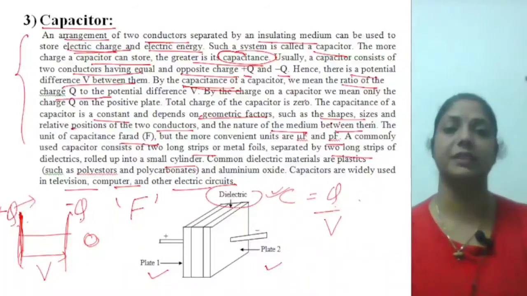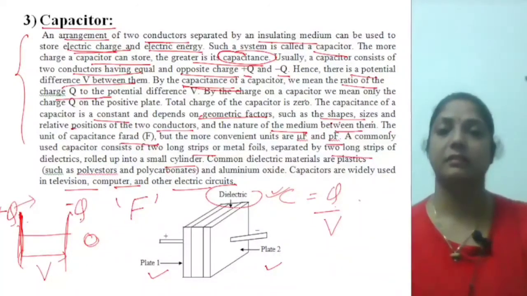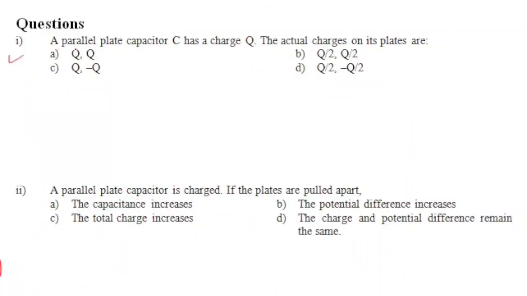Hope you understood these things. Based on this paragraph, some questions are given, so let us try to solve them. Question number 1: a parallel plate capacitor C has charge Q. The actual charges on its plates are? There are two plates. If a parallel plate capacitor has charge Q, it means one plate has charge plus Q, and due to the induction process the other plate has charge minus Q.